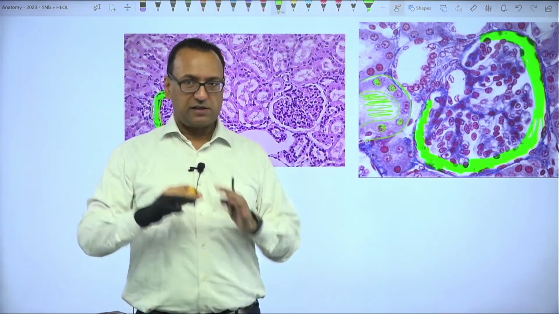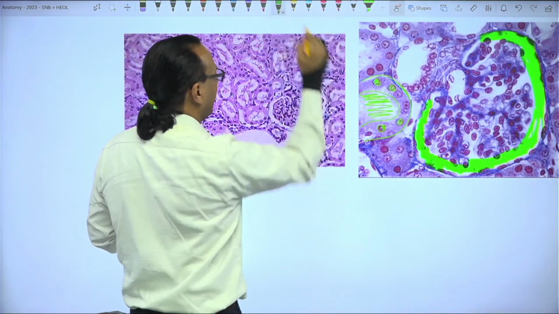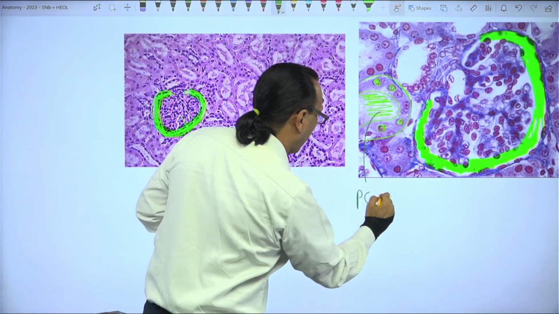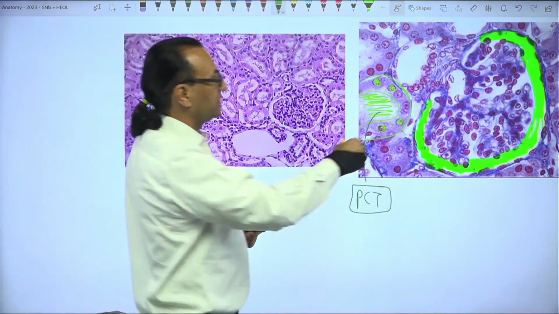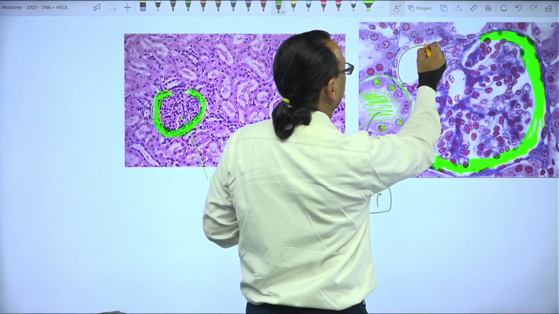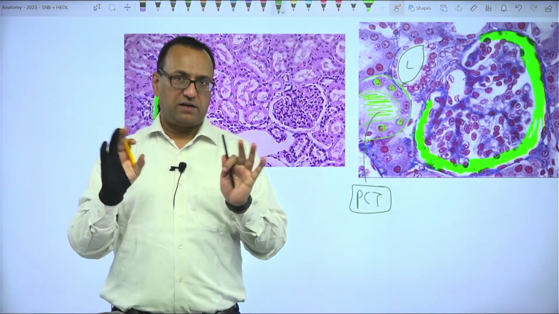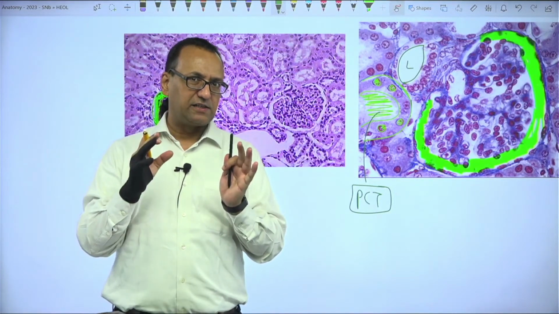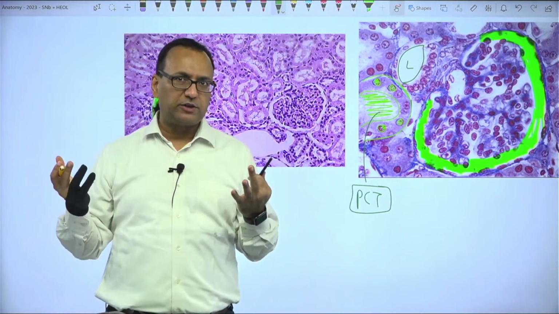So this is a diagram where we can comment upon the name. This is a PCT. Now how do you identify PCT versus DCT? This is one of the DCT here, and you will see the lumen is larger and clear because the DCT cells are also cuboidal cells, but their microvilli are very few, they are not brush bordered.